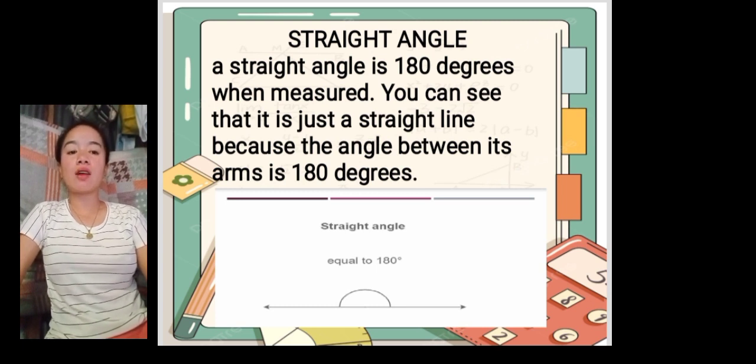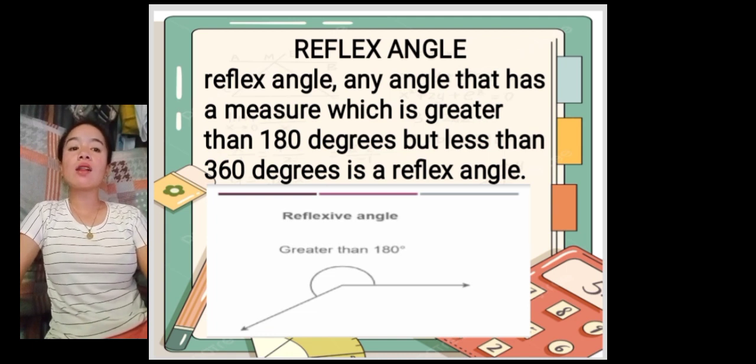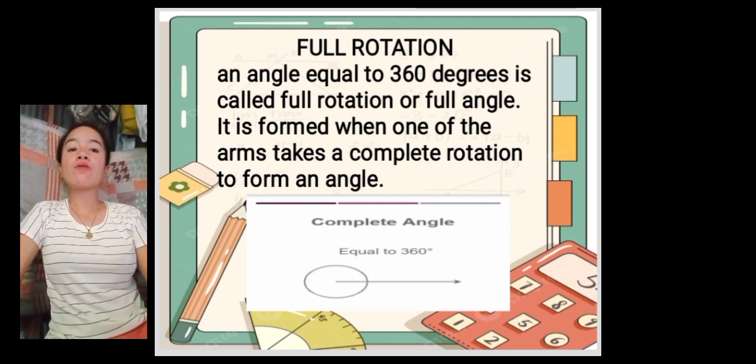Next one is reflex angle. When we say reflex angle, any angle that has a measure which is greater than 180 degrees but less than 360 degrees is a reflex angle. So here the examples of reflex angles, greater than 180 degrees. So next is full rotation. An angle equal to 360 degrees is called full rotation or full angle. It is formed when one of the arms takes a complete rotation to form an angle. So here the example of full rotation or complete angle.